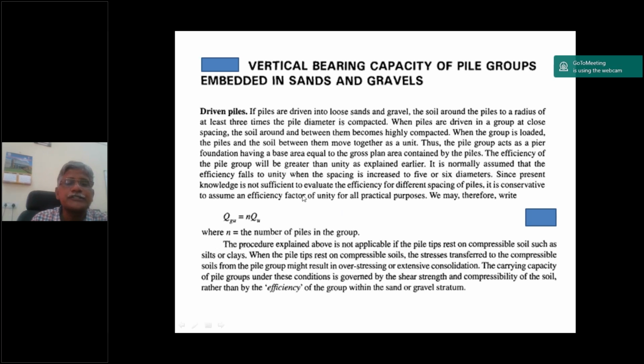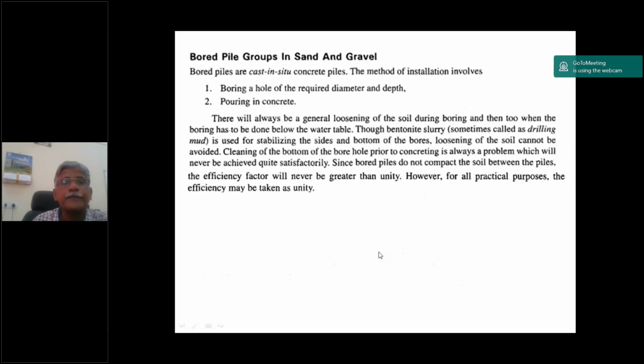Since present knowledge is not sufficient to evaluate the efficiency for different spacings of piles, it is conservative to assume an efficiency factor of unity, and accordingly this formula can be used for the group capacity of piles embedded in sandy types of soils. So it is very simple. You estimate the individual pile capacity, and that multiplied by the number of piles will give you the group capacity.